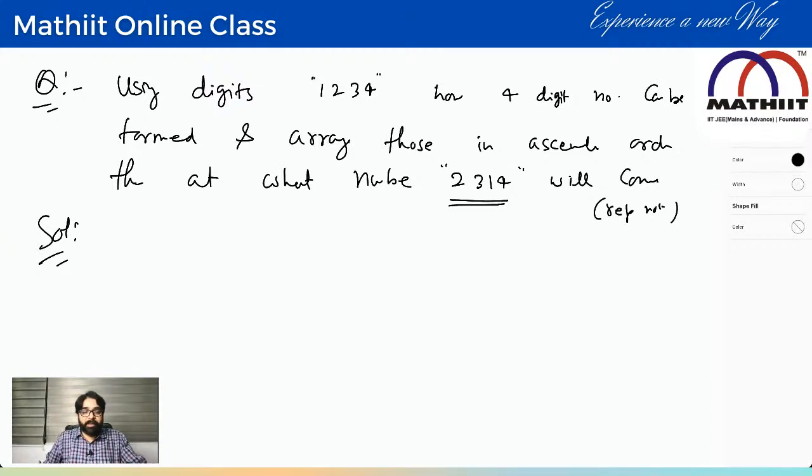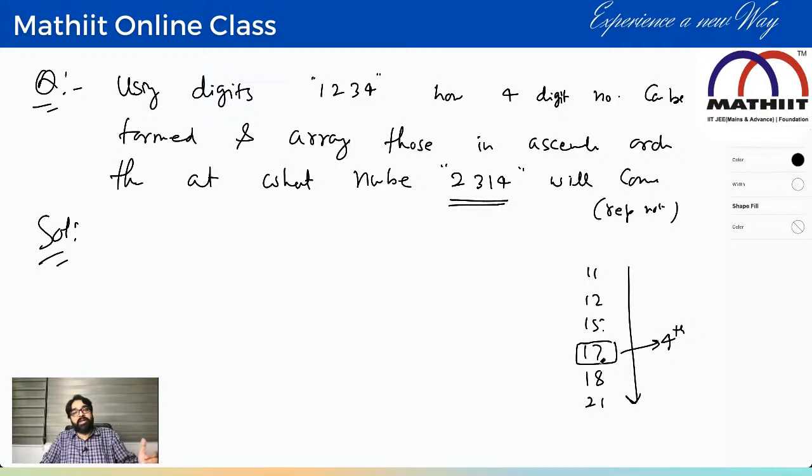I hope everybody is able to understand the meaning of the question. Suppose I arrange some numbers, 11, 12, 15, 17, 18, 21, in ascending order. If I ask you at which position 17 will come, you will say 1, 2, 3, fourth. It is coming at the fourth position. This is called the rank of 17. In this list, the rank of 17 is fourth.